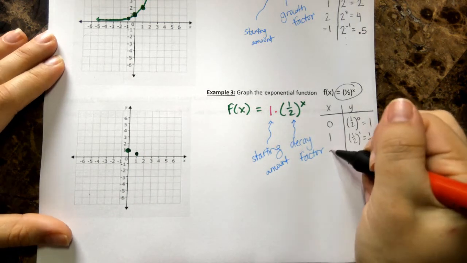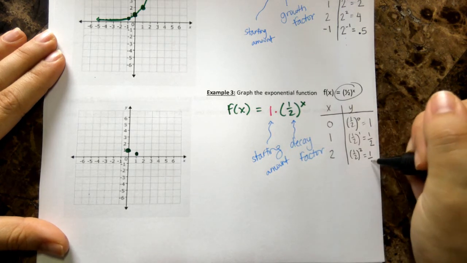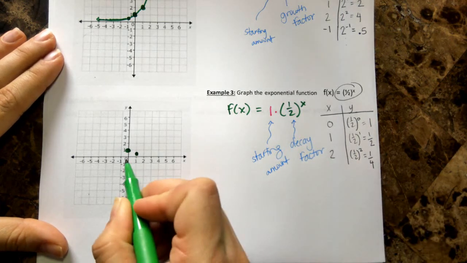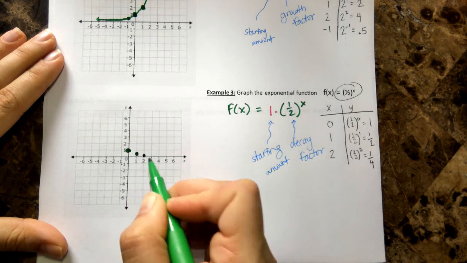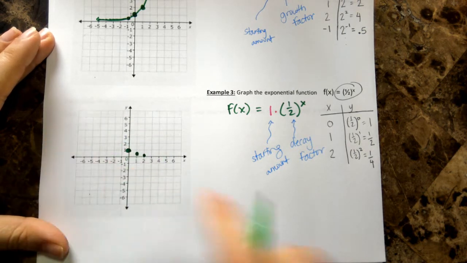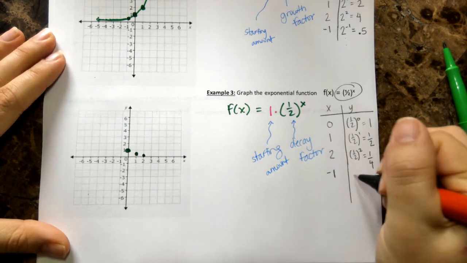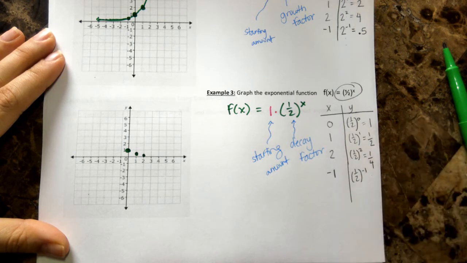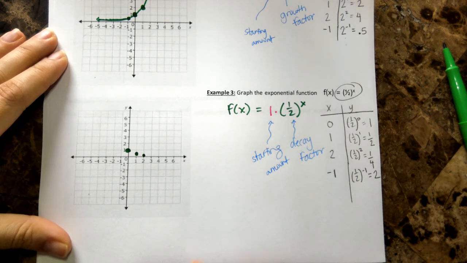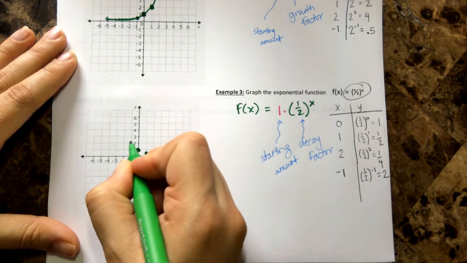When x is 2, our y value is 1/2 to the second power, which is 1/4 or 0.25. It's getting smaller and smaller. So I'm going to try my best to plot that last point. Over 2 units, up 1/4 unit, which is kind of somewhere right there. I'm going to go ahead and get some negative x values to help me fill in this part of the graph. When x is -1, our y value will be 1/2 to the -1 power, which is actually 2. So I can plot that point, -1, and then up 2 spots.